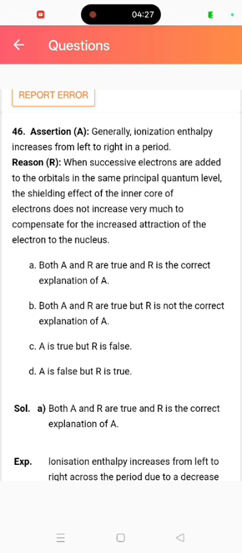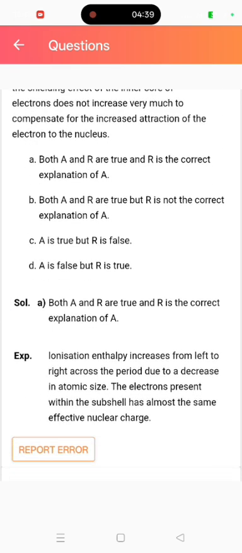And the electron nuclear attraction is higher and the shielding effect does not increase. So ionization enthalpy increases. Both A and R are true, and R is the correct explanation.